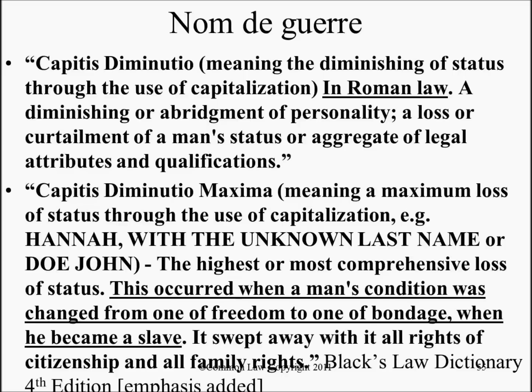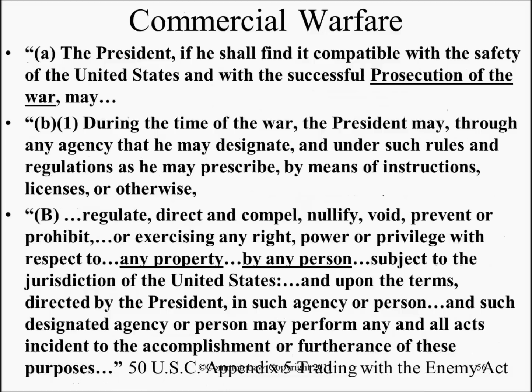Capitis diminutio means the diminishing of status through the use of capitalization. In Roman law, diminishing or abridgment of personality or loss or curtailment of man's status or aggregate of legal attributes and qualifications. Capitis diminutio maxima, this is the fictitious war name, people. The highest and most comprehensive loss of status. This occurred when a man's condition was changed from one of freedom to one of bondage, when he became a slave. That's Black's Law Dictionary, 4th edition. So they're making war. They're using their fictitious war name.